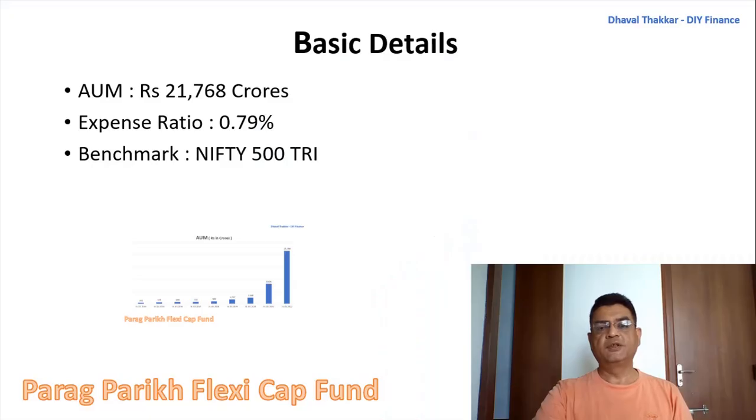To start with, we all know that Parag Parikh Flexicap fund has been one of the star performers in its category, that is the Flexi Cap category. Here we will be taking into consideration data of direct plans only. Firstly, let's look at the basic details like AUM, that is total assets under management, which is around 21,800 crores, which is okay for a Flexi Cap fund.